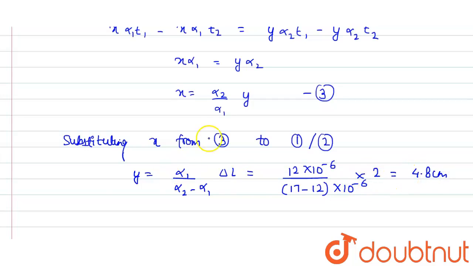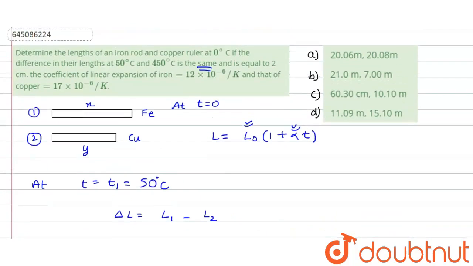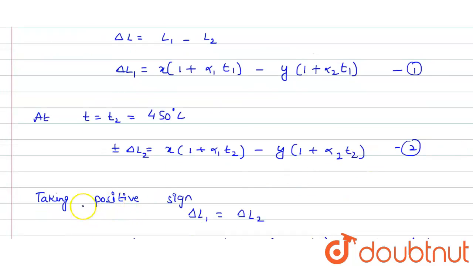Now we can put the value of y into this equation to get the value of x. So x would be equal to alpha 2 divided by alpha 1, that means 17 into 10 raised to the power minus 6 divided by 12 into 10 raised to the power minus 6, multiplied by y, which is 4.8. If we solve this, it would turn out to be 6.8 centimeter. So one case is when x is 6.8 and y is 4.8. That means one length. But here we see that no option is matching this. So we need to take the negative sign.